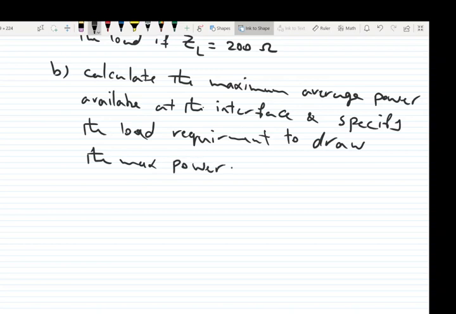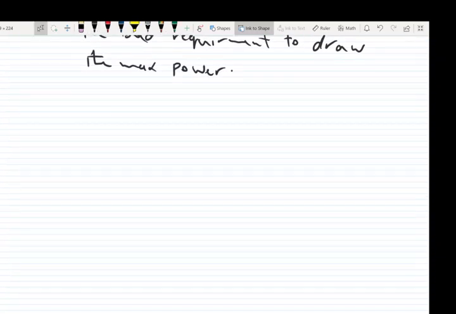So first we want to find the average power, and then we want to calculate the maximum average power available for this circuit and specify the load requirement. Here is the circuit. Vs of t is equal to 5 cosine of 10 to the power of 6 t.